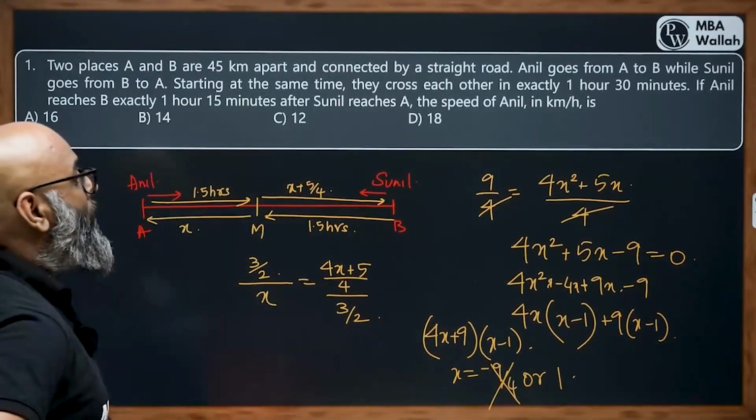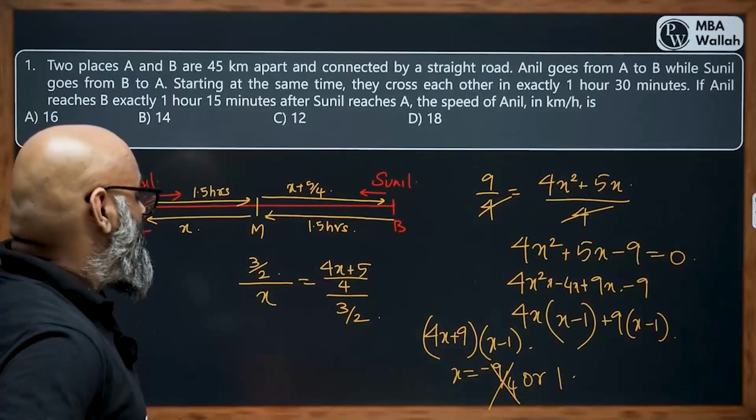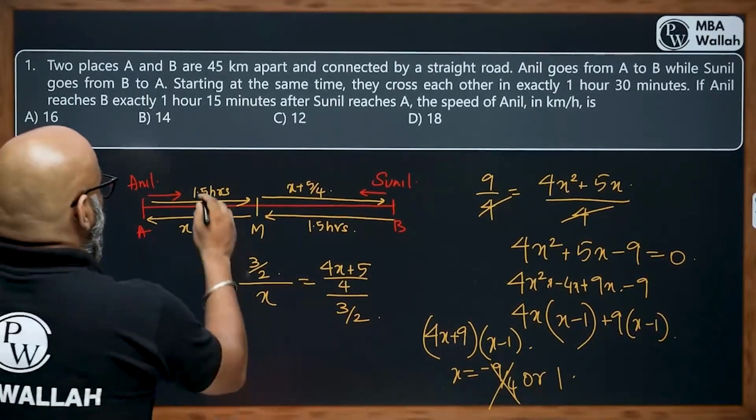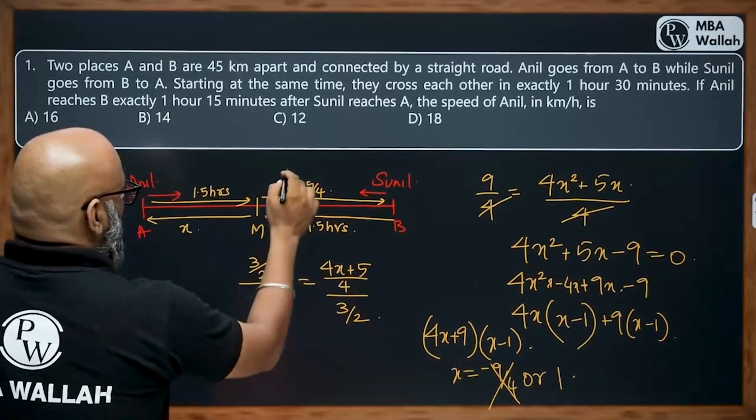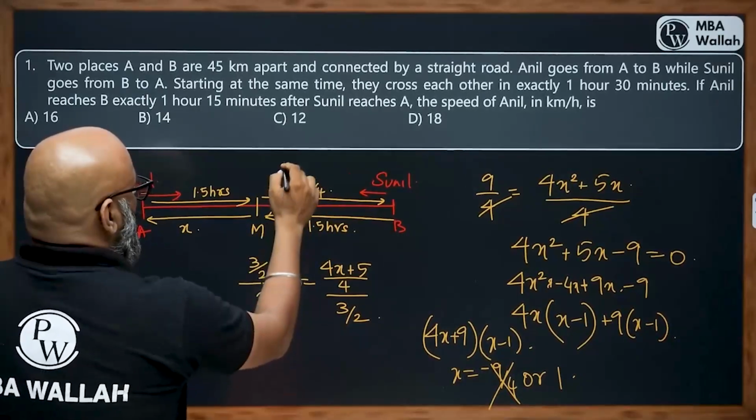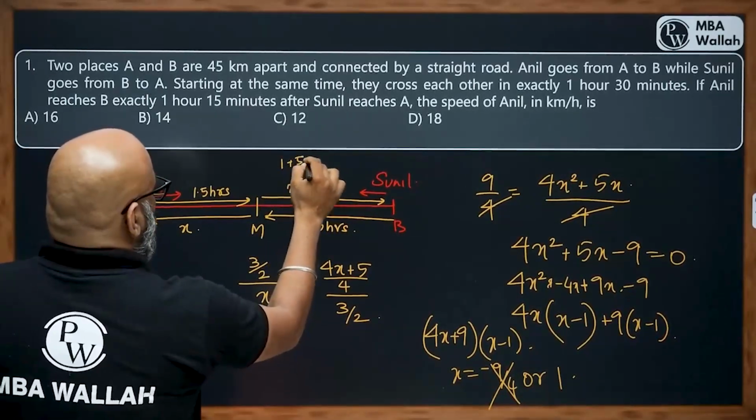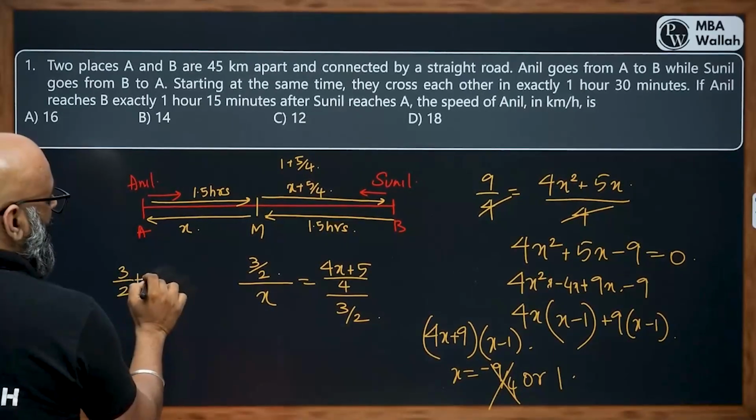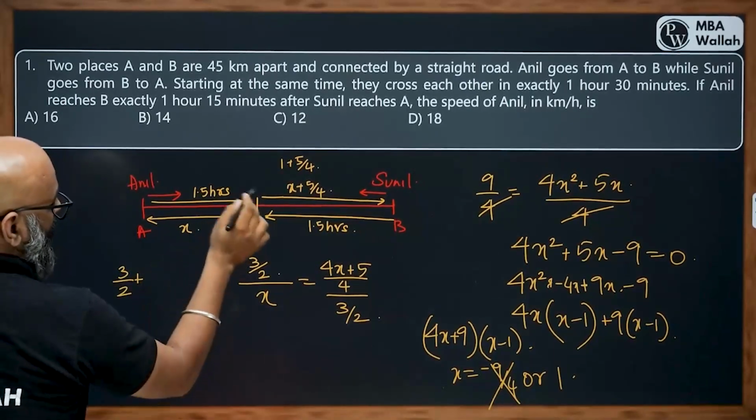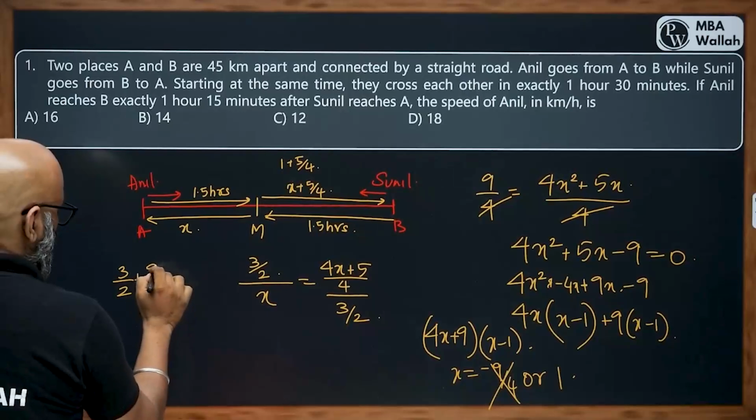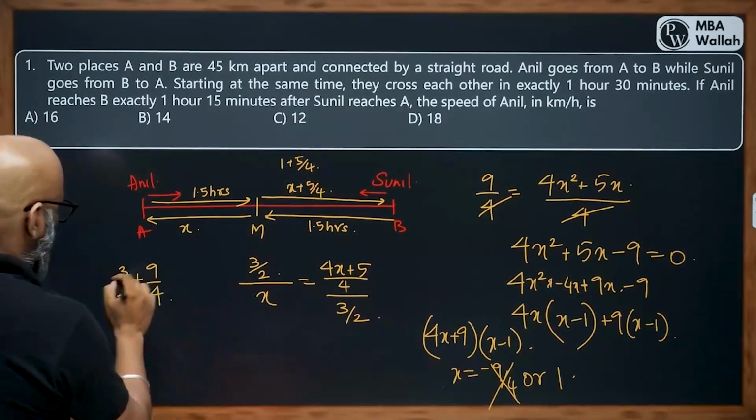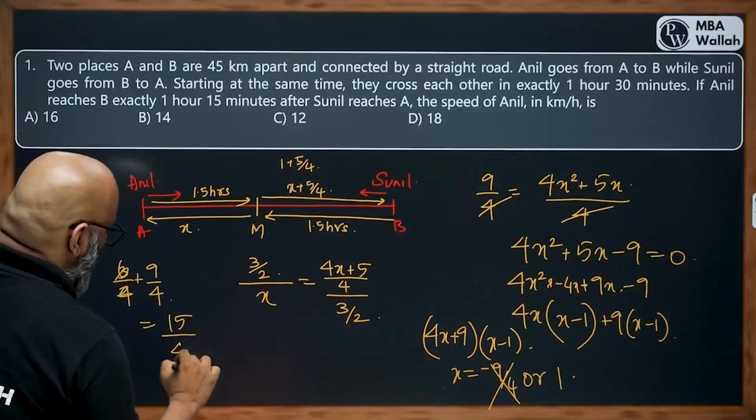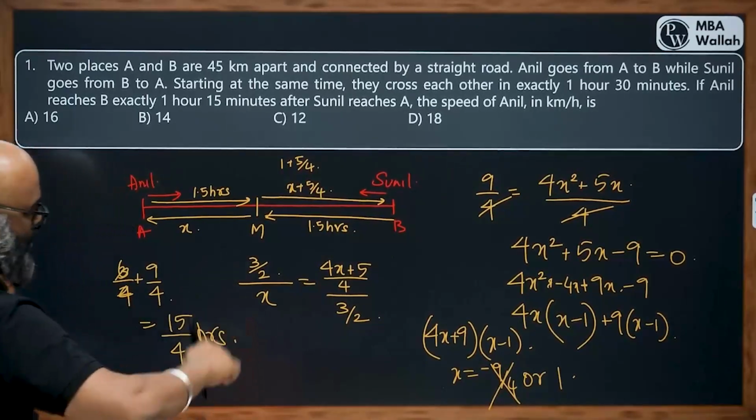The speed of Anil in kilometers per hour is. So X is 1 hour. That means Anil takes 1.5 hours here and then he takes X value is 1 here, 1 plus 5 by 4. So this will be 3 by 2 plus this will become 9 by 4. So adding this, this will be 6 by 4 plus 9 by 4, 15 by 4 hours is what he takes.